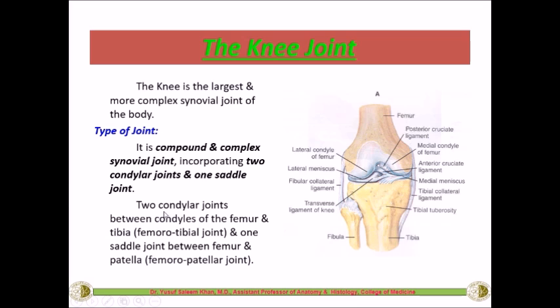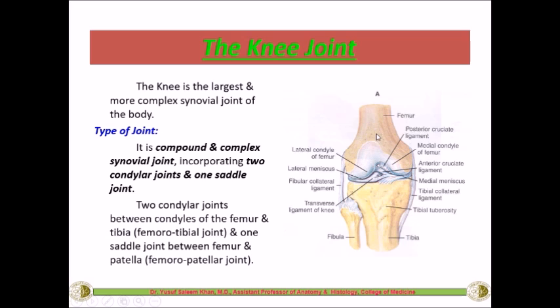So there are two important joints within this joint. One is the two condylar joints between the condyles of the femur. These are the two condyles of the femur articulating with the two condyles of the tibia. So this is also called the femorotibial joint, because there is articulation between the femur and the tibia, between the two condyles of the tibia and the femur. So it is called the femorotibial joint.